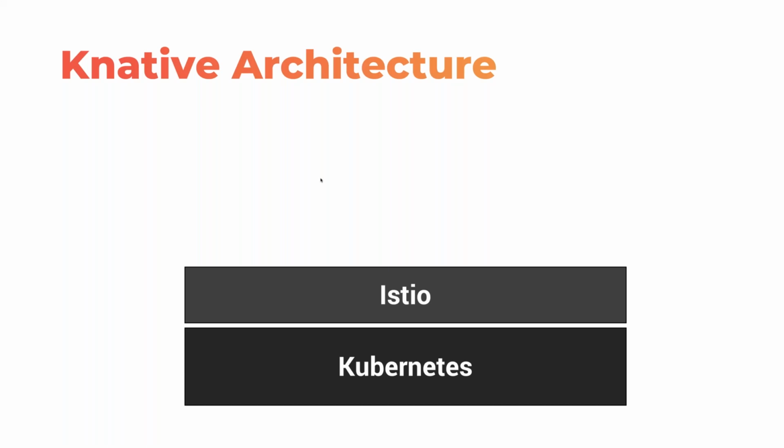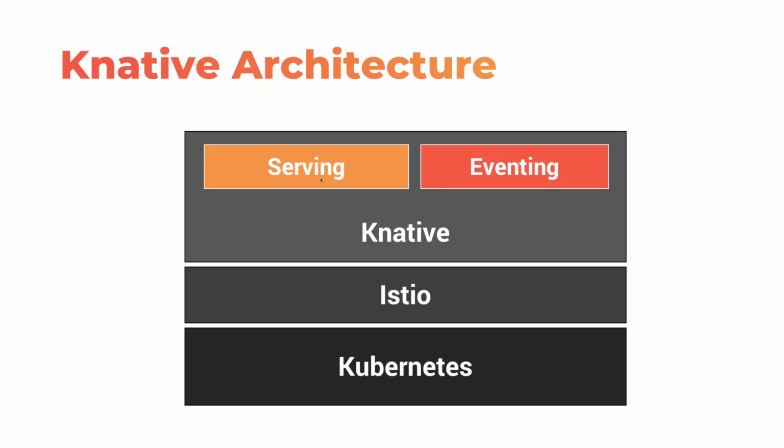So you have Kubernetes that is providing core infrastructure. Then you have Istio that is providing network, security, and telemetry capabilities. And on top of Istio, we have Knative. And Knative essentially has two components, two pillars. One is called Knative Serving, the other one is called Eventing. Now, these two deliver the capabilities that we have been discussing so far.